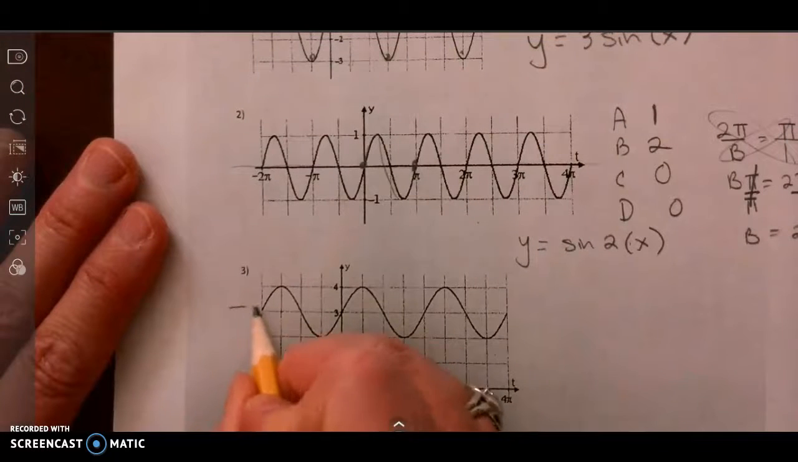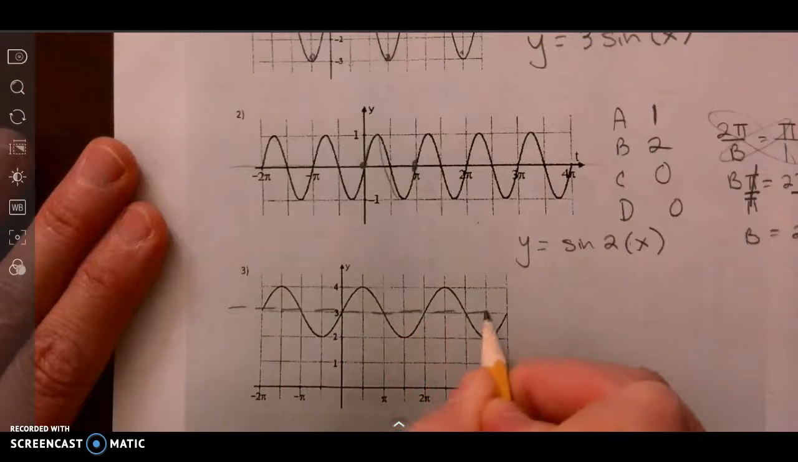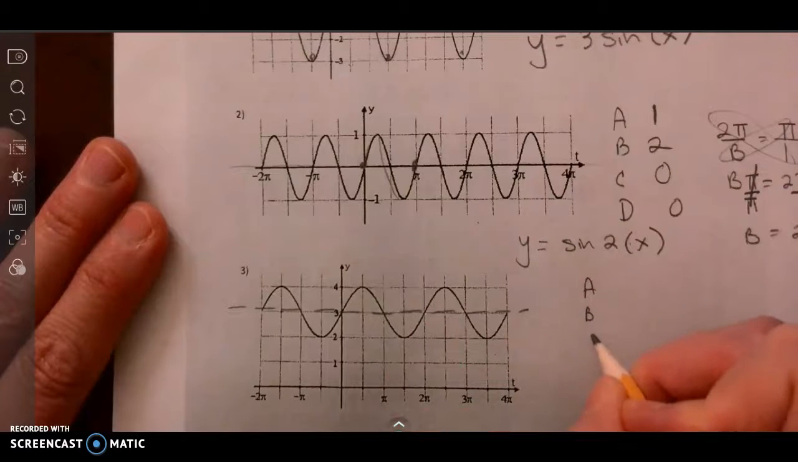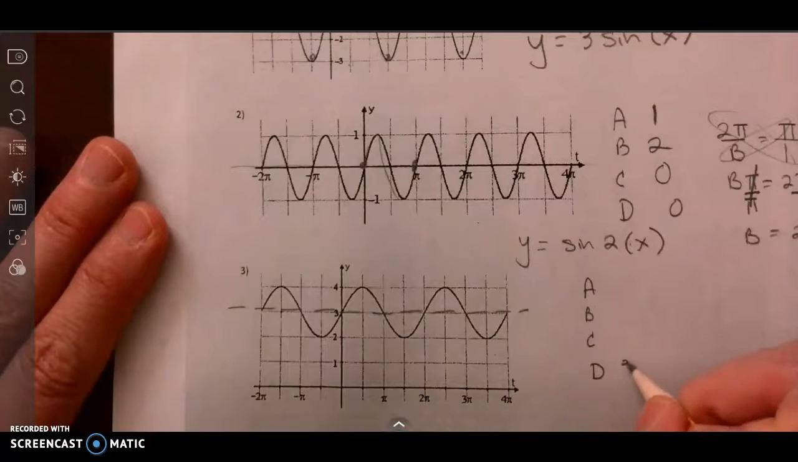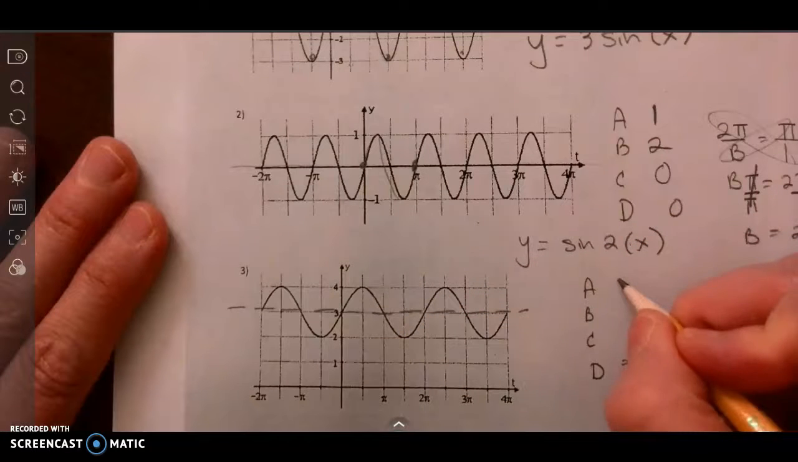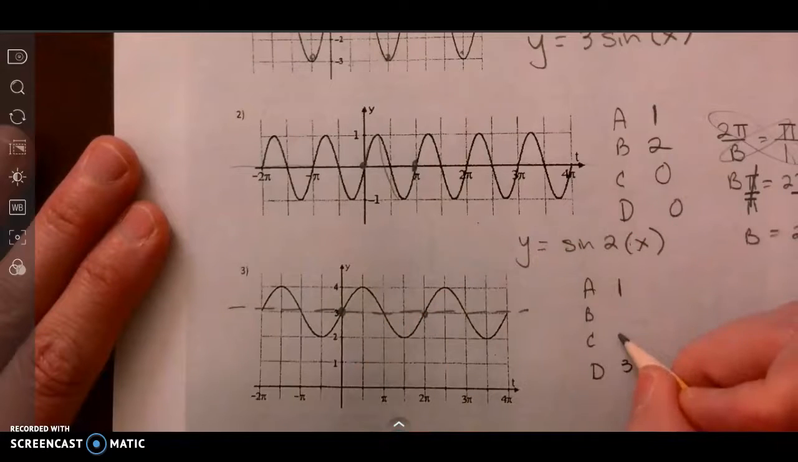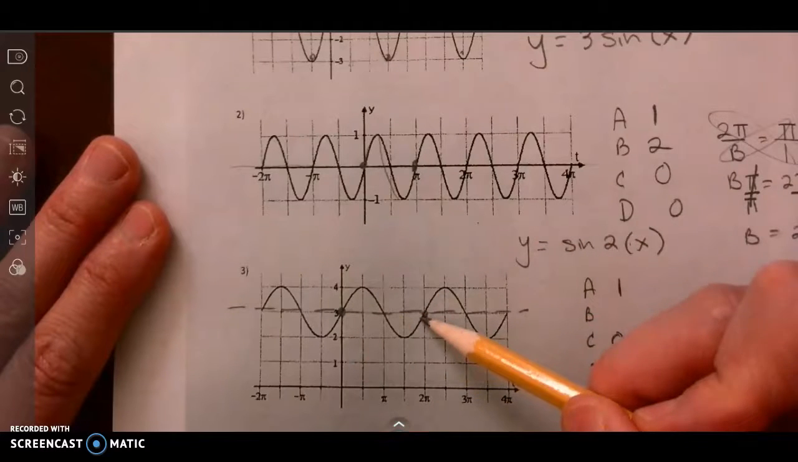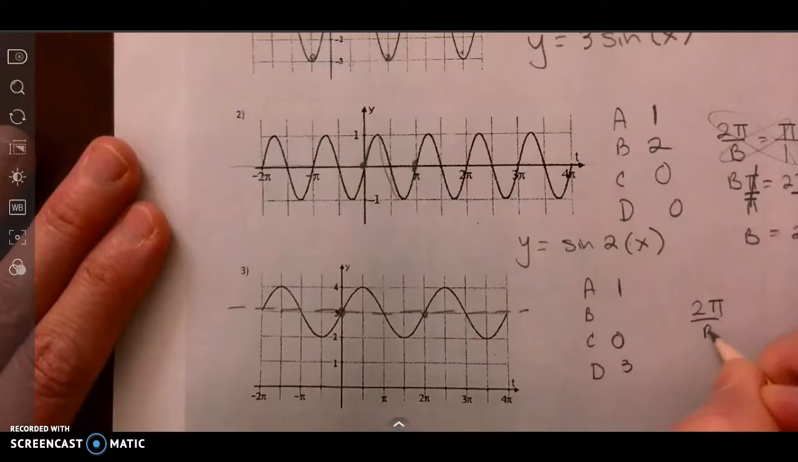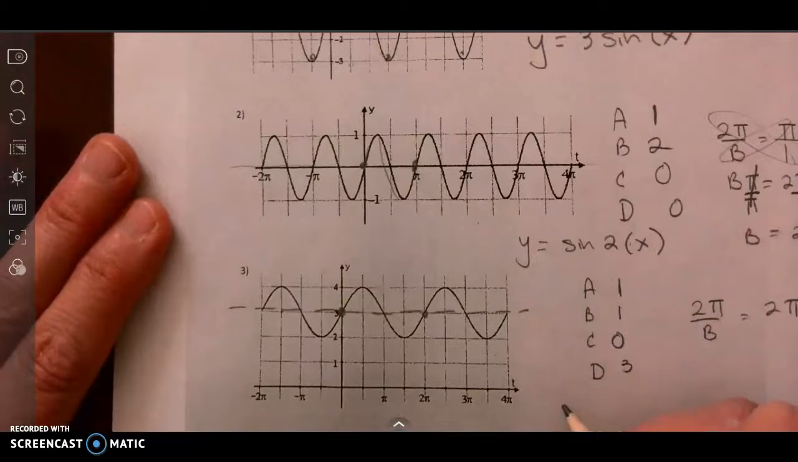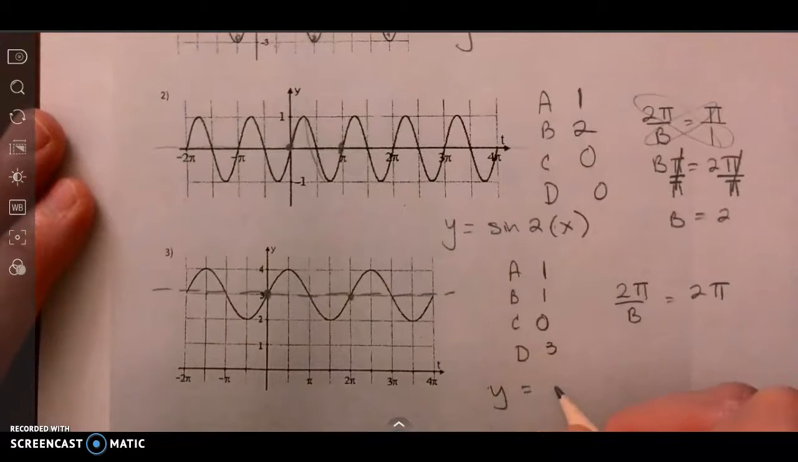Last one, looks like my axis moved this time. It moved up to 3, but I'm still 1 up and 1 down, so my amplitude is 1. Again, my sine curve didn't move. It stayed right there, so no phase shift. And the period stayed 2 pi. So b is simply 1. So I get y equals 1 times the sine of 1 times x, and then plus 3. Nothing inside the parentheses, that plus 3 is outside.